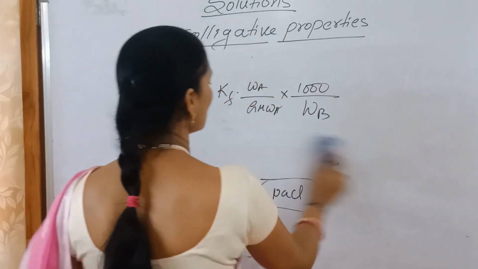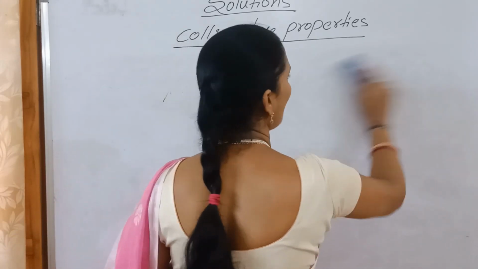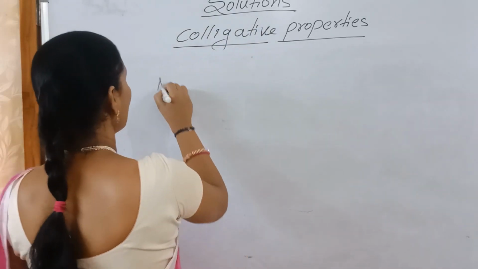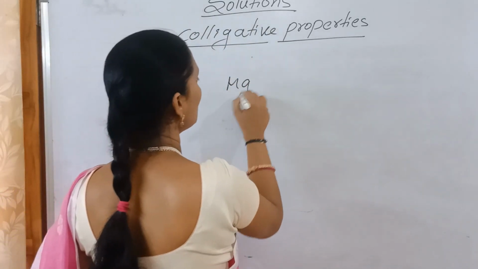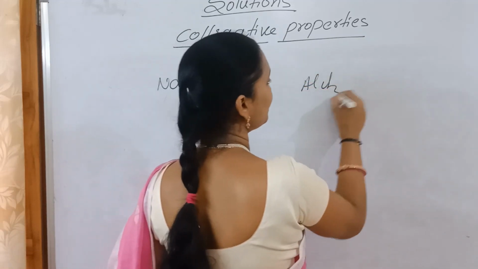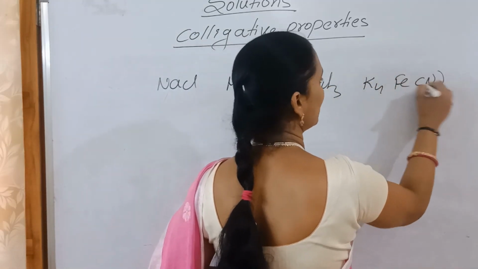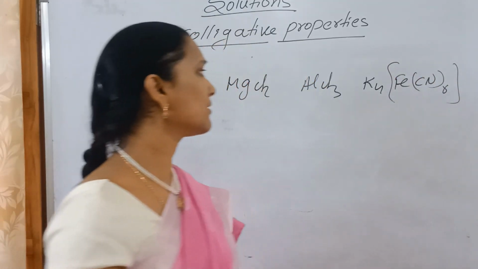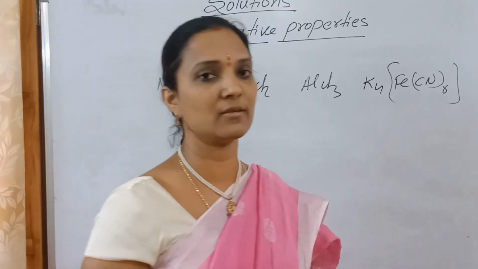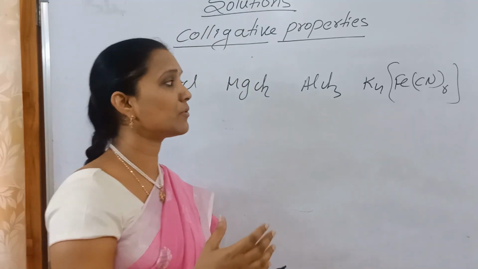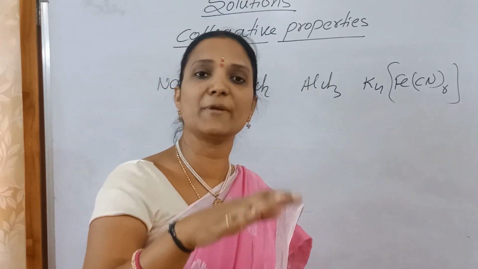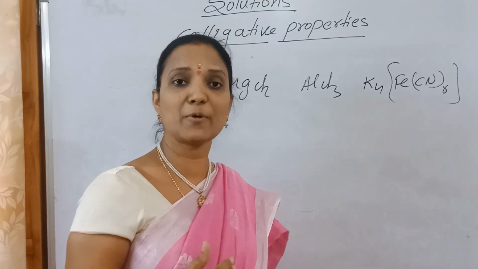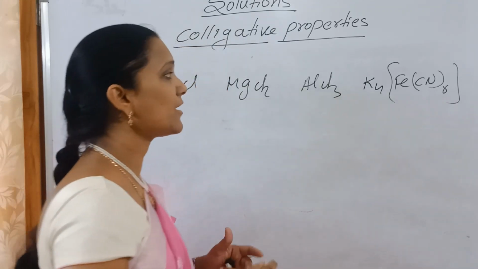Next, how will they ask questions related to this? Problems, and general theoretical questions like, for example, NaCl, MgCl2, AlCl3, K4FeCl6 given. This type of question is very important. The following has a high vapor pressure. As the number of non-volatile solute particles increases, vapor pressure decreases. So where the number of particles is more, the vapor pressure is less. Which one has high vapor pressure?